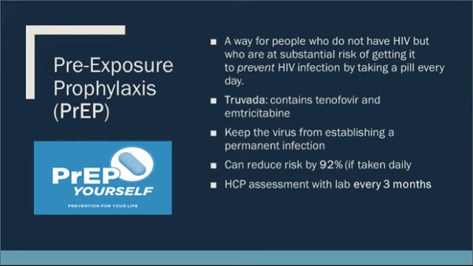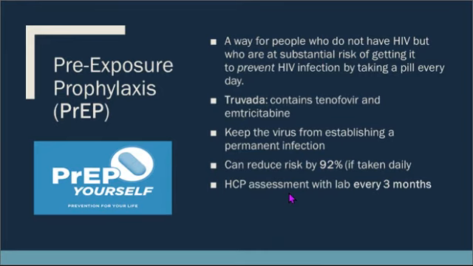Pre-exposure prophylaxis, or PrEP, is a way for people who do not have HIV but who are at substantial risk of getting it to prevent it by taking a pill every day. This is shown to be very effective. Truvada contains tenofovir and emtricitabine, 2 different antivirals. It keeps the virus from establishing a permanent infection because it breaks it up. It can reduce the risk by 92% if taken daily.